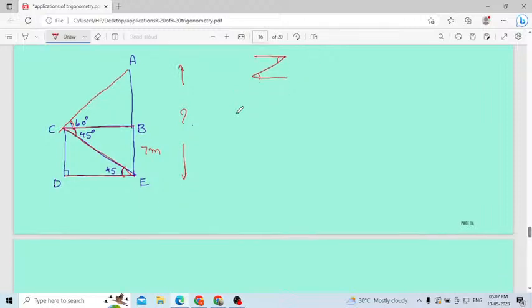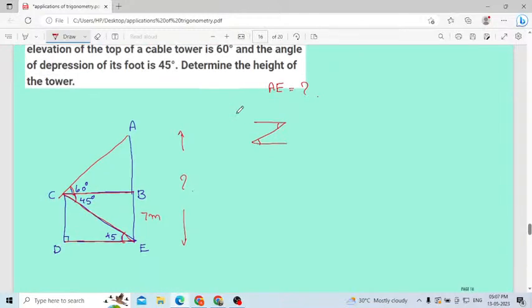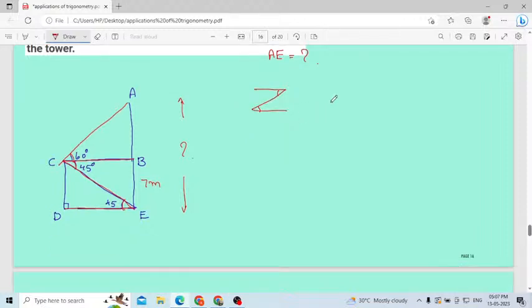Next. Okay, next I will write here only. Consider here tan theta, it will be equal to opposite divided by hypotenuse. Then tan 45 degrees, angle of depression 45 degrees is given here. If you consider this is the adjacent, this is the hypotenuse, then this is the opposite.